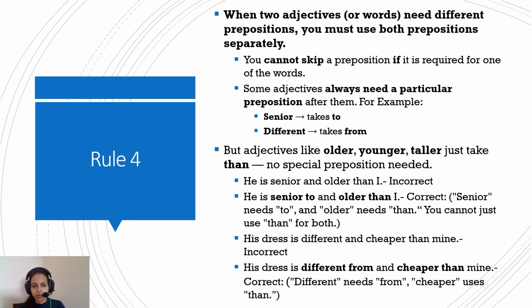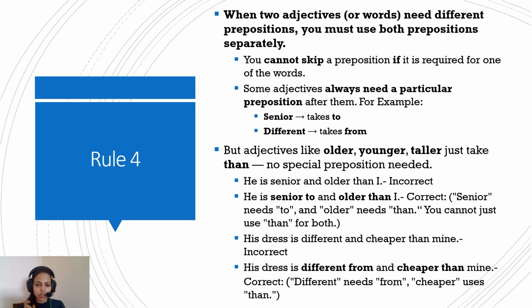Now, rule 4. Rule 4 says when two adjectives or words need different prepositions, you must use both prepositions separately. You cannot skip a preposition if it is required for one of the words. So, this is very similar to the rule that we did in the adjective, that there are some adjectives that need a different kind of preposition. For example, the word senior will always be followed by to. Senior from would be wrong. Similarly, the word different will always be followed by from. It will not be followed by to.